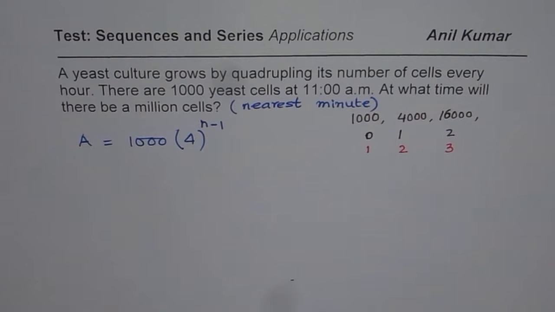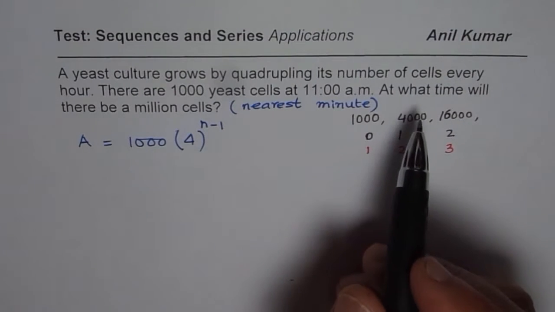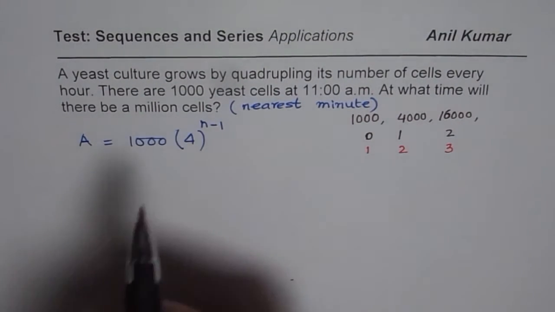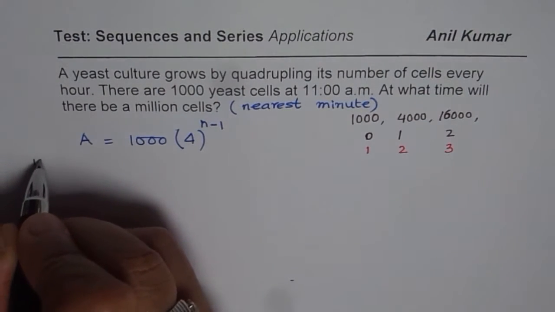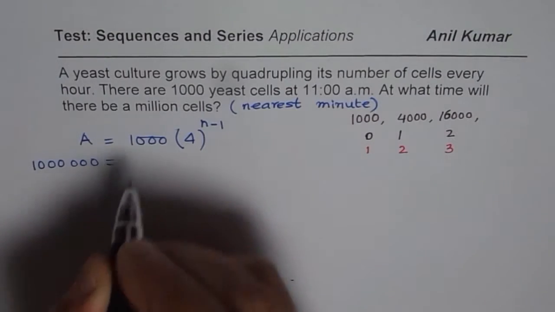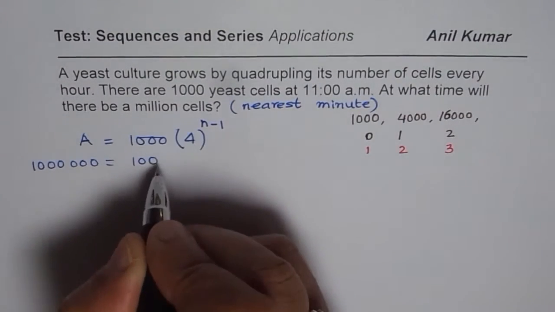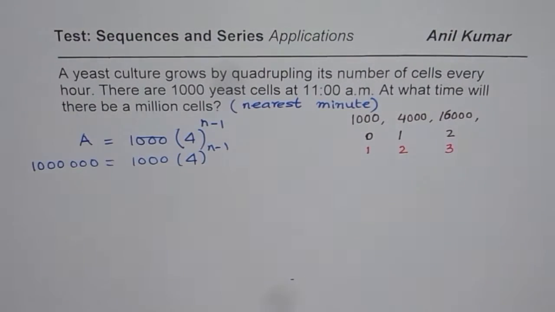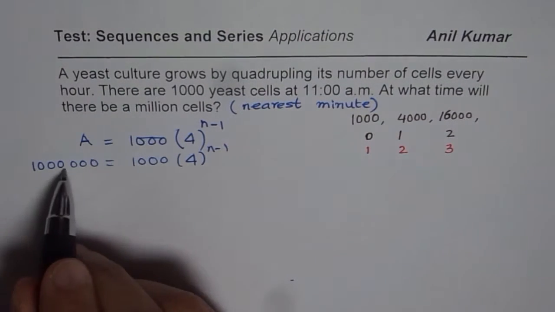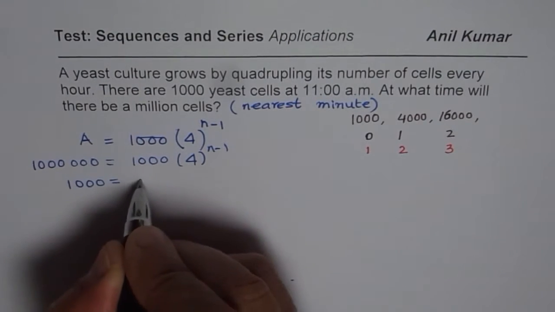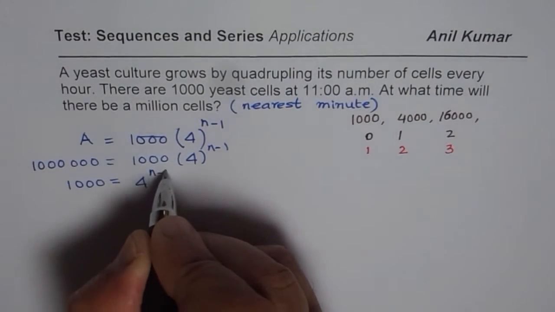And now what do we need? We need to find the time when the number of cells is 1 million. 1 million means 1000 times 1000, right? So we can find n now for 1 million. Now that is an exponential equation. We can divide this by 1000. So we get 1000 equals 4 to the power of n minus 1.